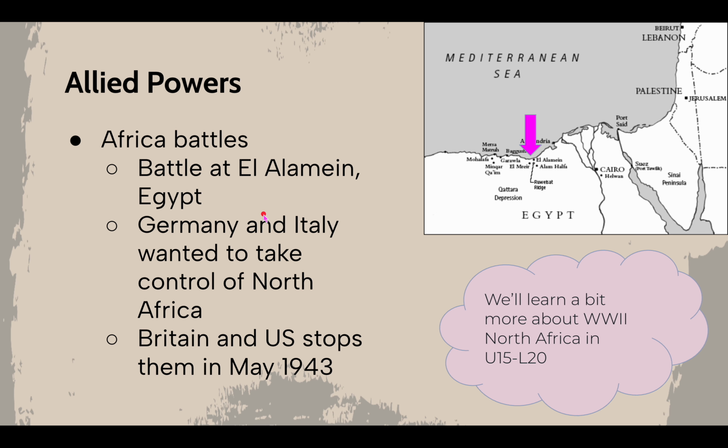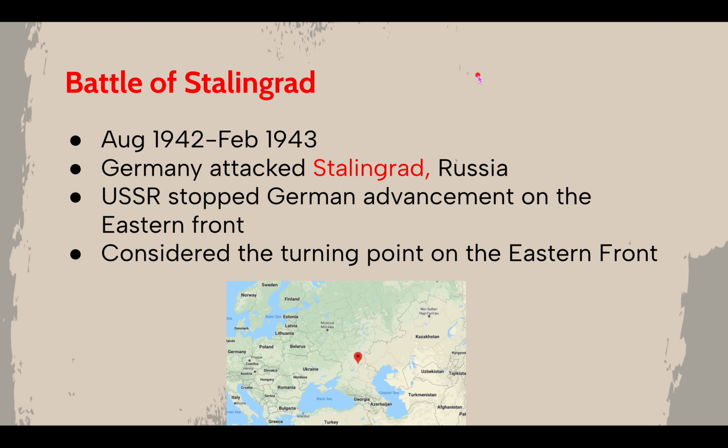One of the more famous African battles was the Battle of El Alamein in Egypt, which was located right here. Germany and Italy wanted to take control of North Africa, and then Britain and the US stopped them in May of 1943. You will be watching a video in a couple of lessons about World War II North Africa, by the way. That'll go into a little bit more detail. I don't know much about what happened in North Africa during World War II, so that's why we'll watch a History Channel video about it.